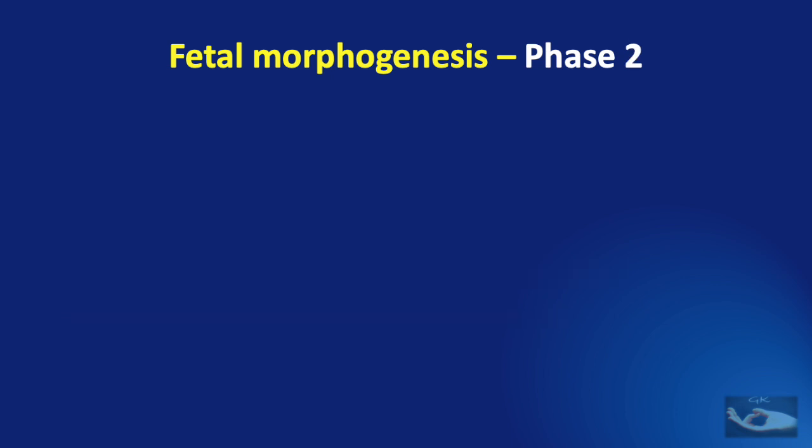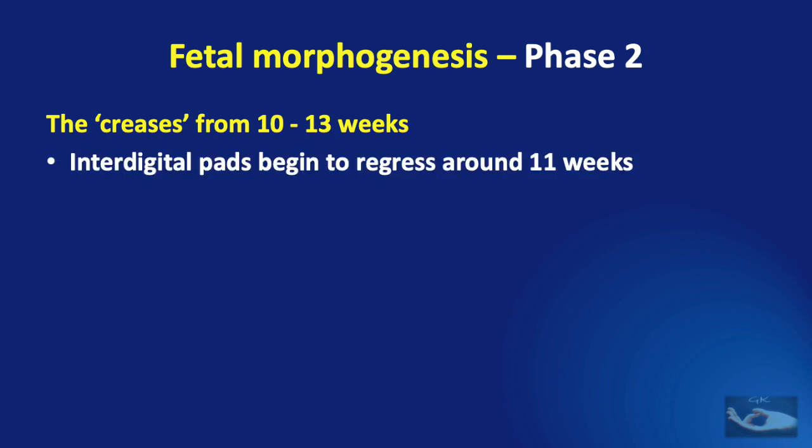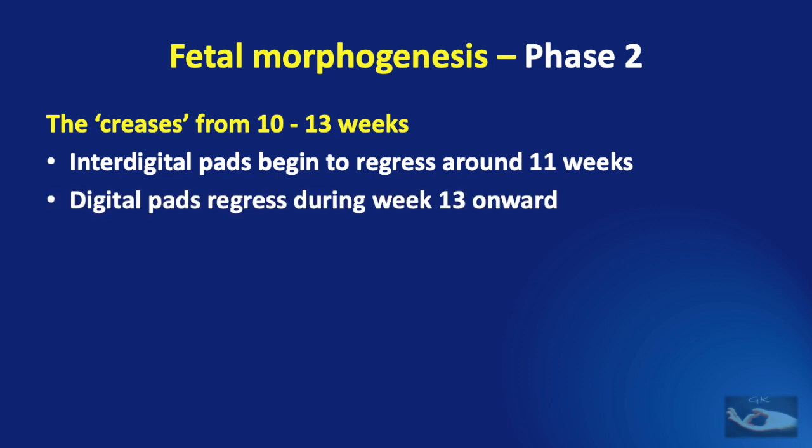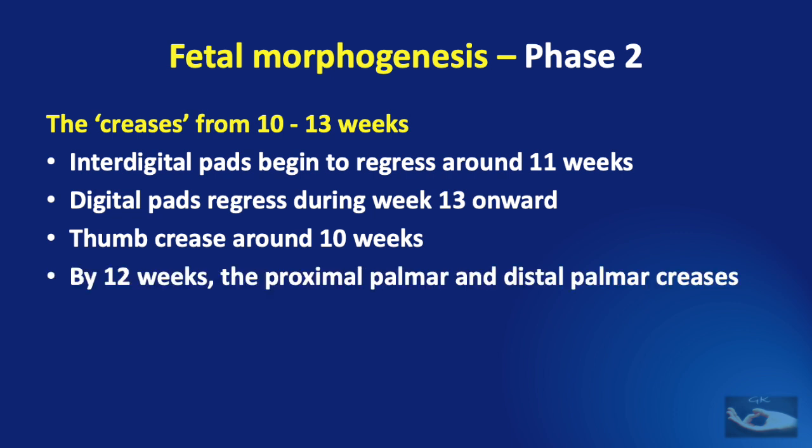The second phase of the upper limb development during the fetal period consists of the phase when the creases develop, usually from 10 to 13 weeks. The interdigital pads begin to regress around 11 weeks, the digital pads regress around week 13, the thumb crease forms around 10 weeks, and by 12 weeks, the proximal palmar and distal palmar creases have formed.